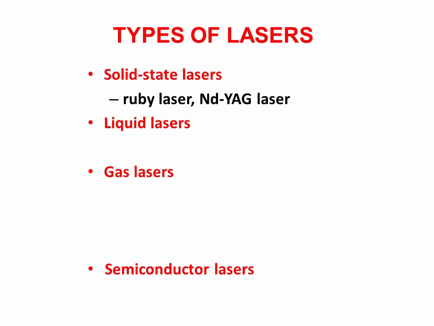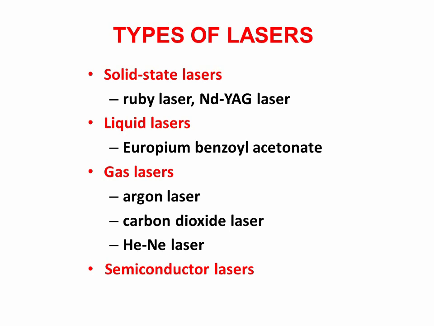Next one is liquid laser. If the active medium is a liquid, it is called a liquid laser. Here europium benzoyl acetonate is an example of a liquid laser. Third one is gas. If the active medium is in the form of gas, it is called a gas laser. Examples are argon laser, carbon dioxide laser, helium neon laser. Then there are lasers made up of semiconductor. Gallium arsenide diode laser is an example of a semiconductor laser.